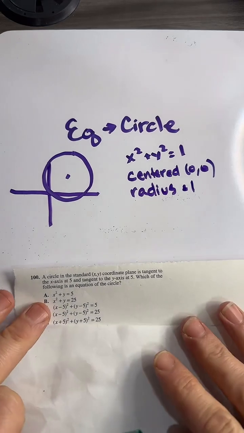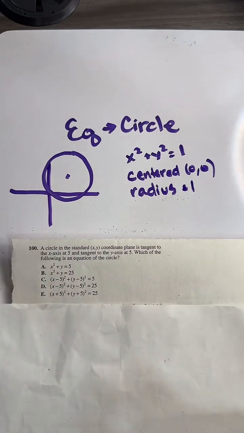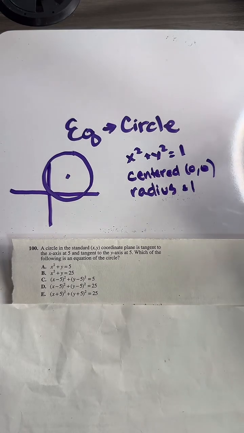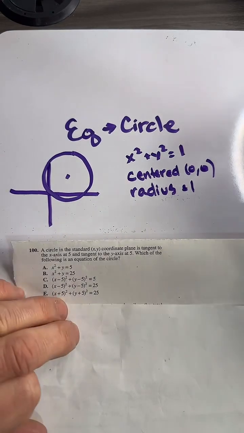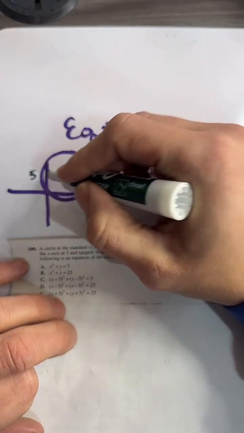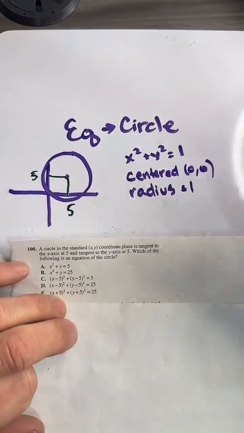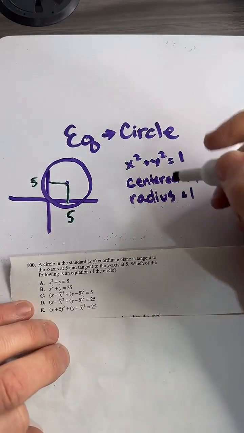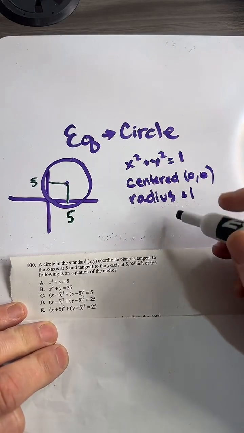So this one says tangent to the x-axis at 5 and tangent to the y-axis at 5. So tangent at the x and y axis. That means it touches the x and y axis at 5. So what that would mean is this would be 5. It would kind of touch it, right? Tangent to. So what I'm assuming that would be a circle centered at.